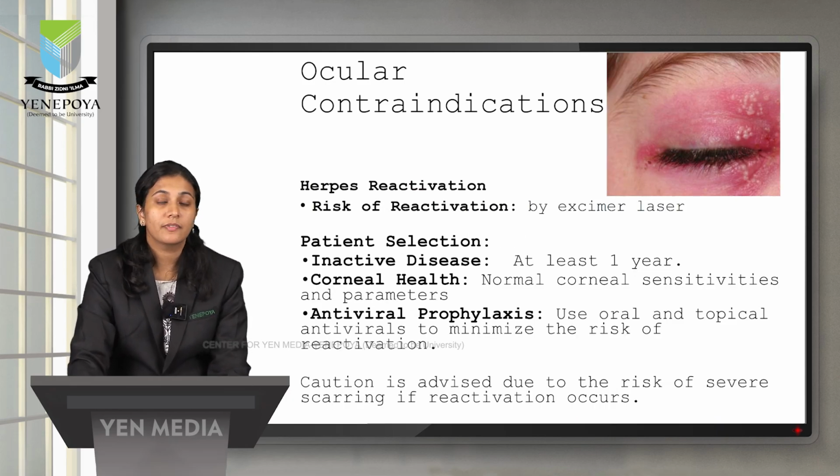Herpes reactivation is a well-known complication of keratorefractive surgery. So when you take up a patient who is a known case, they should be inactive for at least 1 year, should have normal corneal sensitivities and parameters, and you should always start them on oral and topical antivirals to minimize the risk of reactivation. You should always explain to the patient that they have to be very conscious because if they develop a reactivation, there is a risk of severe corneal scarring.